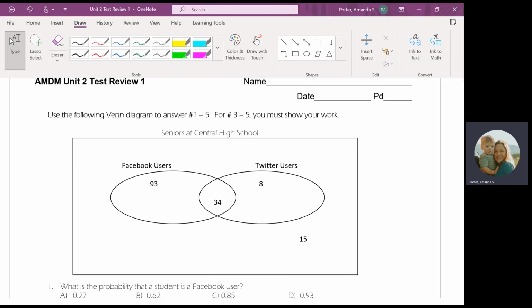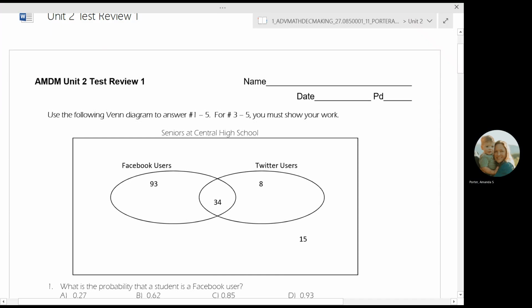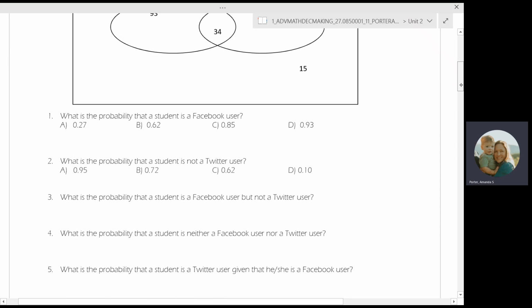If I can get my screen to scroll, y'all, sorry. If I can get this to work. Switch pens. There we go.